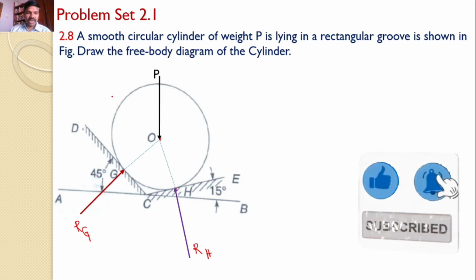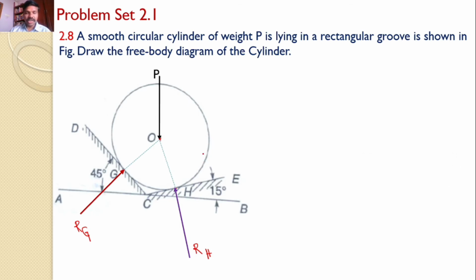That means the cylinder is subjected to three different forces. One is P, which acts vertically downwards. Another one is RG, perpendicular to DC. And the third one is RH, perpendicular to CE.